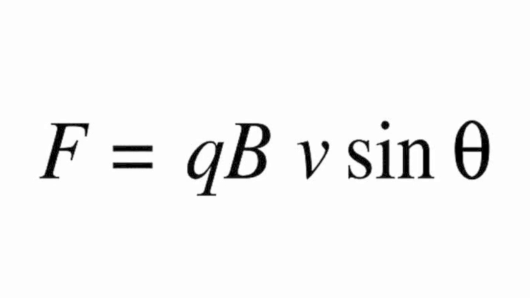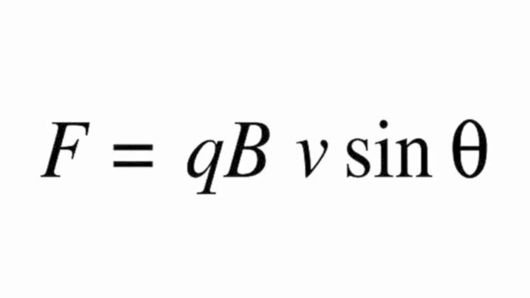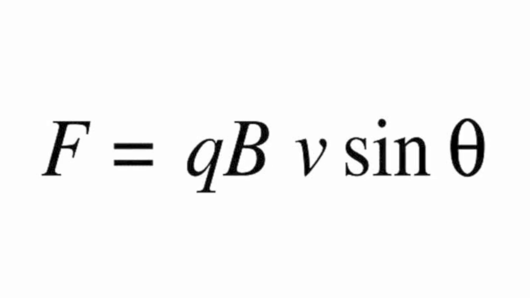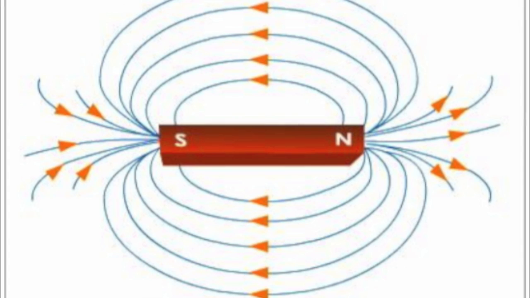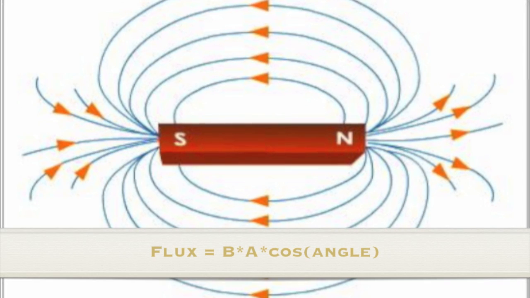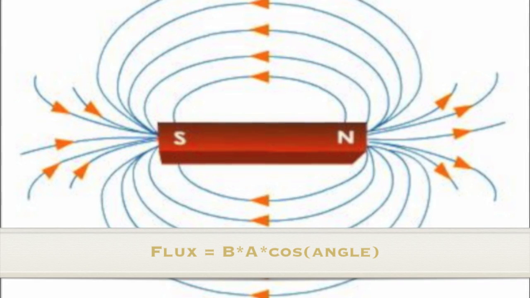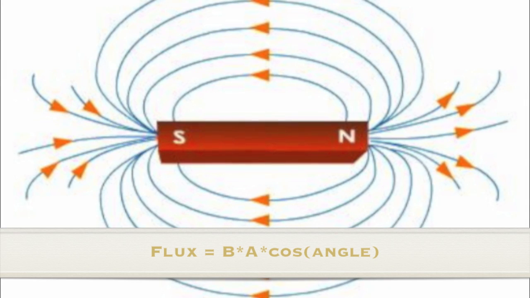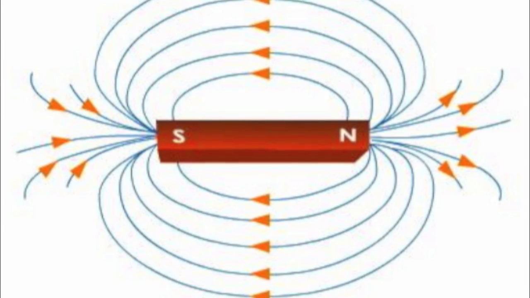And don't forget, magnetic fields passing through a conducting loop induce magnetic flux. Now this formula I know. In a conducting loop, flux is calculated by multiplying the magnetic field times the cross-sectional area of the loop times cosine of the angle. Alright guys, I think we get the idea.